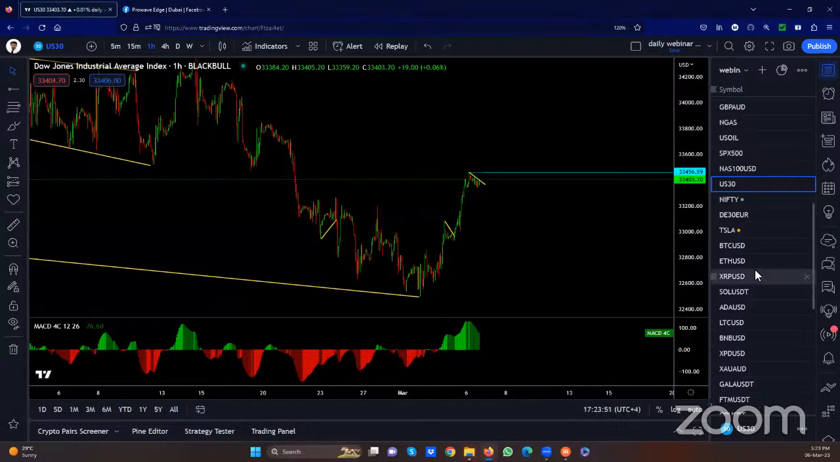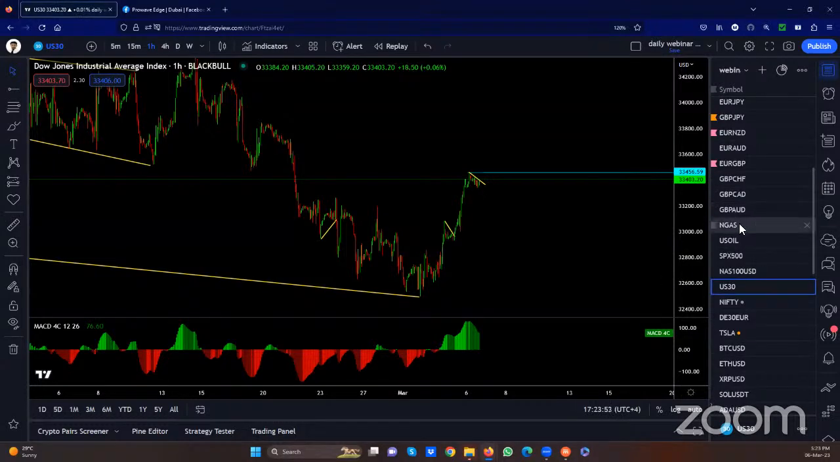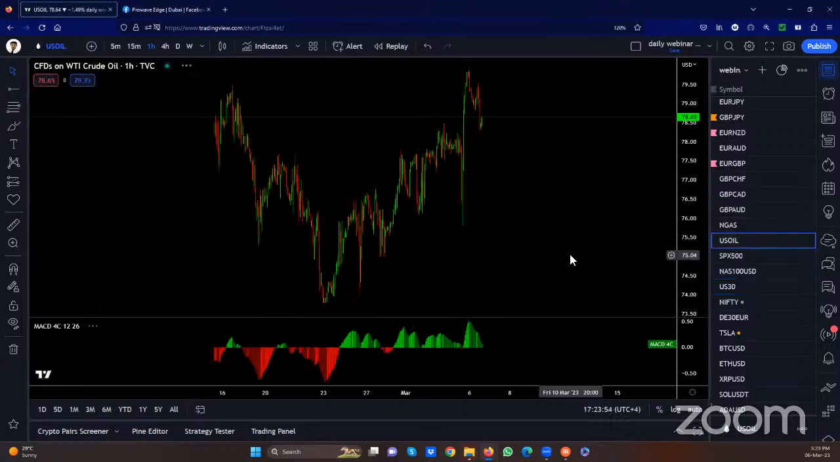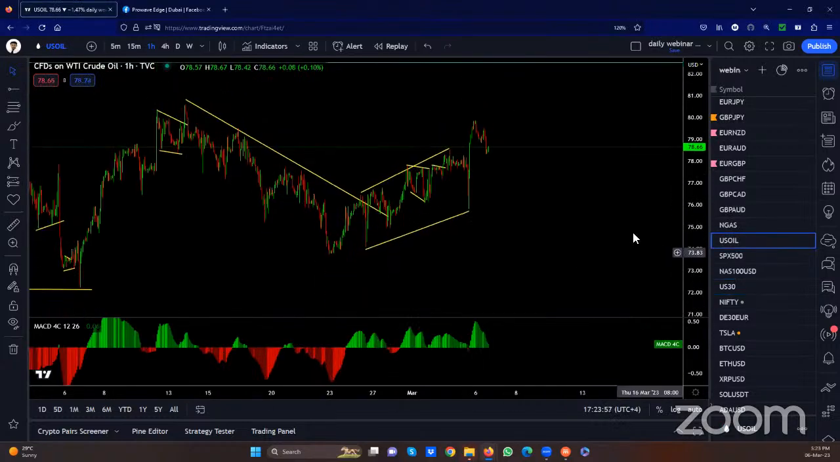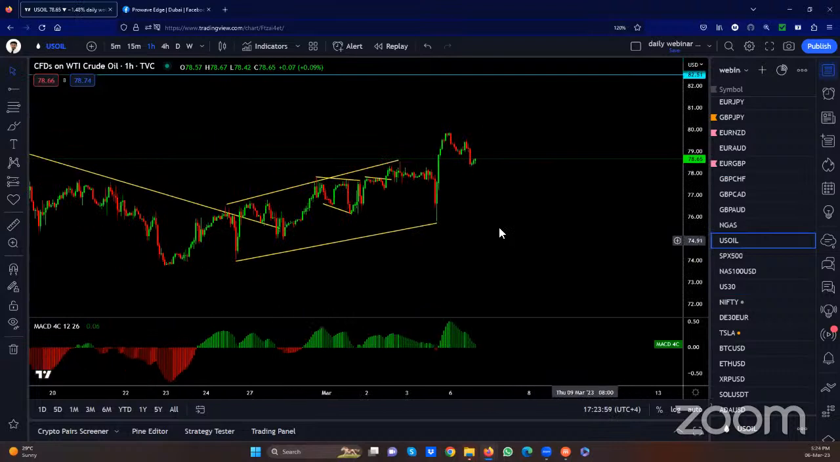Oil. Somebody's asking for oil. Let's take a look at US oil. Okay, we might get a sell setup here. It's making a small flag. Remember, we didn't take this morning because of the depth of that pullback. But if it makes a small flag here, we can sell this. The second flag is sellable.